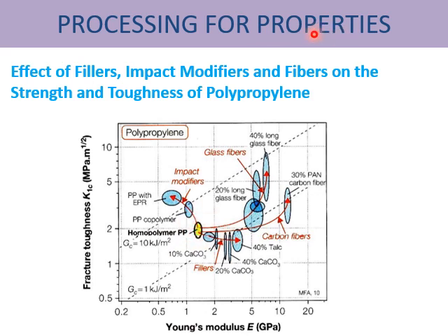But if you use impact modifier, you can increase the fracture toughness of the polypropylene, and then the polypropylene becomes slightly ductile. However, when you use fiber, you can see the increase of both Young's modulus and fracture toughness due to the characteristic of the composite material.